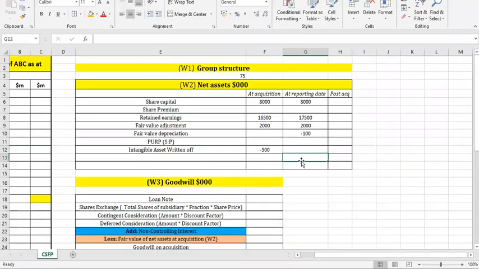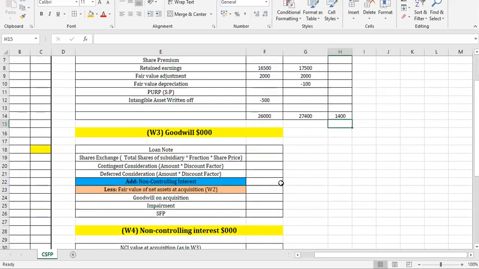Okay, fine. So there are no adjustments in working number 2. So we can total it. This is net assets at acquisition. This is net assets at reporting date. And the difference is the post acquisition. So this minus this actually gives you the 1400.